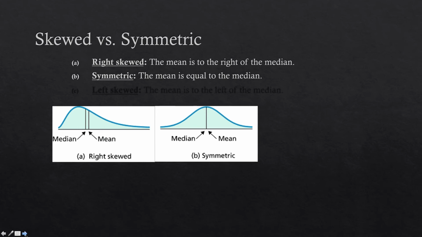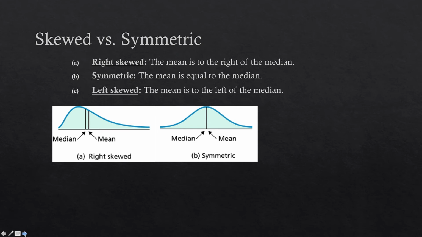Y'all don't want me to grade you on a bell curve because the scores are normally distributed, which means you would have a certain number of people make A's, certain number make B's, no matter what your score was. So this is when the mean and the median are equal, symmetric.